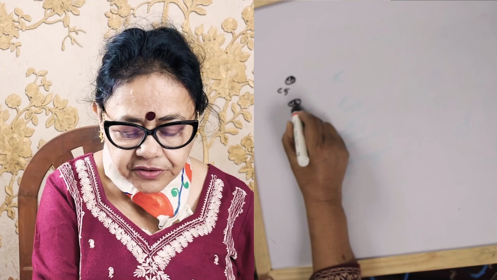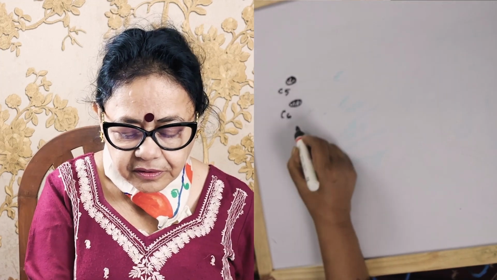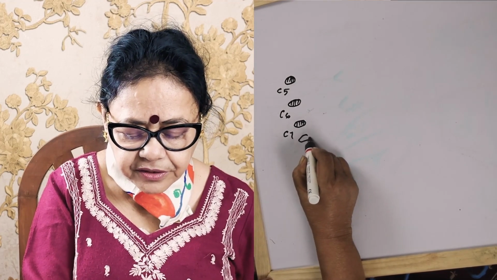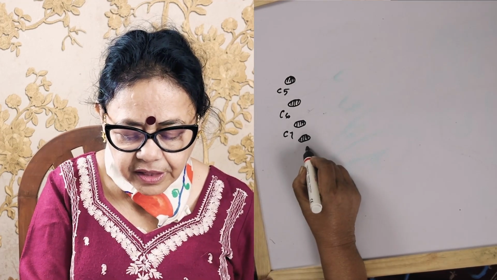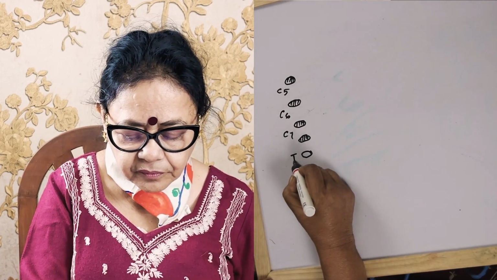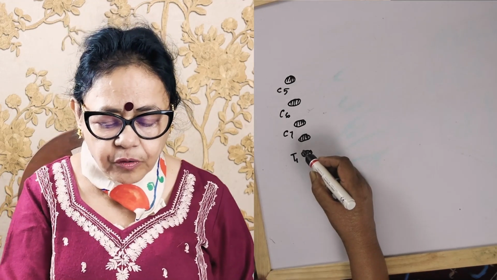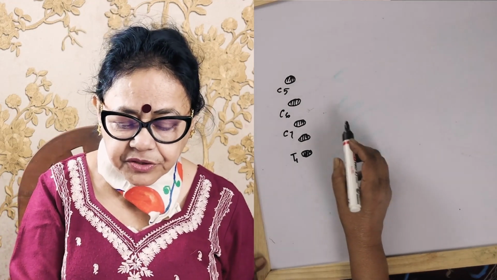Hi everyone, how will you draw the brachial plexus during examination? Now you should draw actually the nerve roots, that is C5, C6, C7, C8 and T1. So all these nerve roots unite and form the trunks of the brachial plexus.